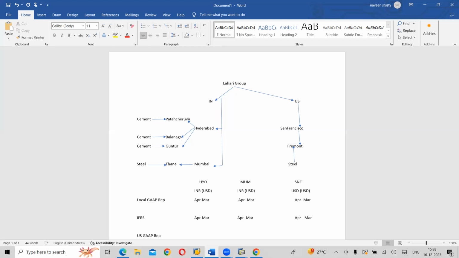Okay, April to March. But US GAAP reporting I want in January to December. Just write it on this picture as it is.